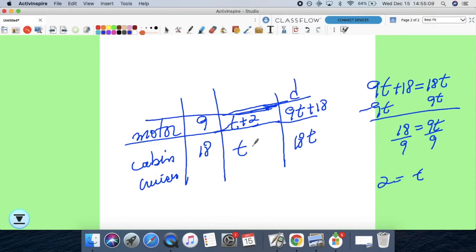Going back, that means the cabin cruiser is going to travel for 2 hours to catch up to the motorboat. So yeah, that's it. It's 2 hours.